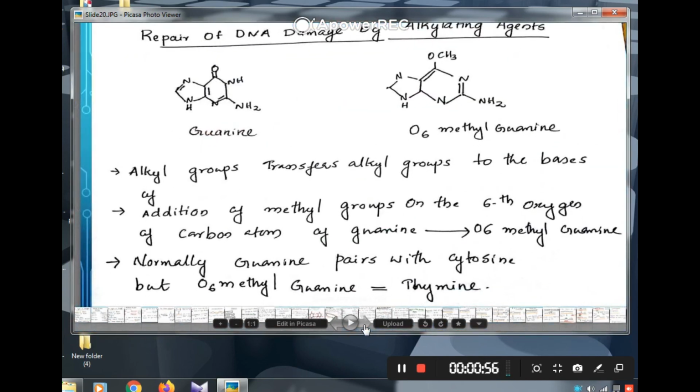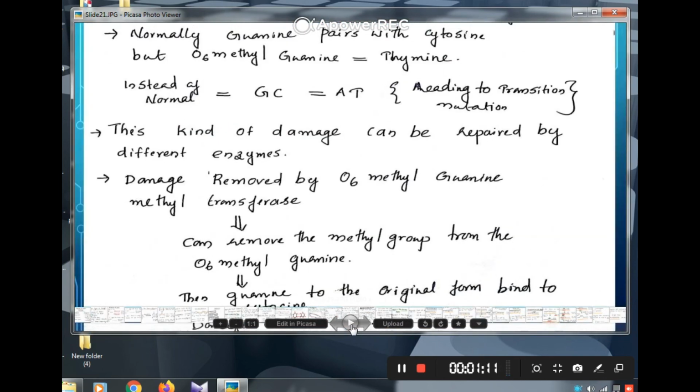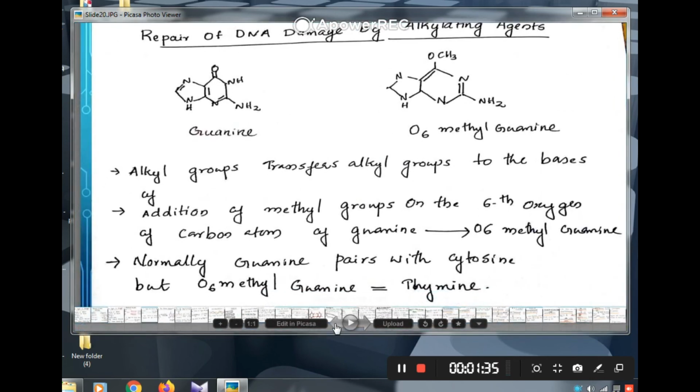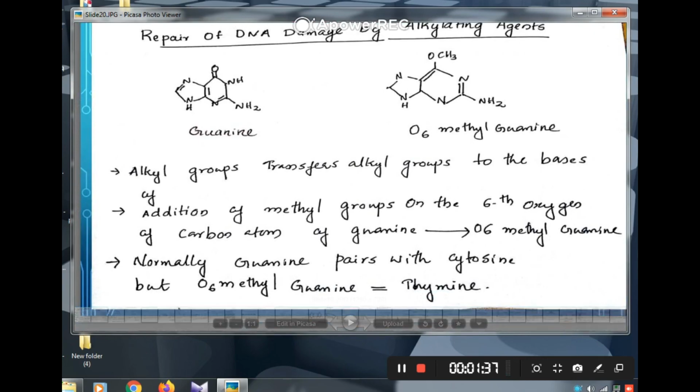Then for alkylating agents, O6-methyl guanine pairs with thymine, and this can be repaired by the enzyme O6-methyl guanine methyl transferase, which removes the methyl group from the guanine so that it normally combines with cytosine. That's all about DNA repair of damage caused by alkylating agents.